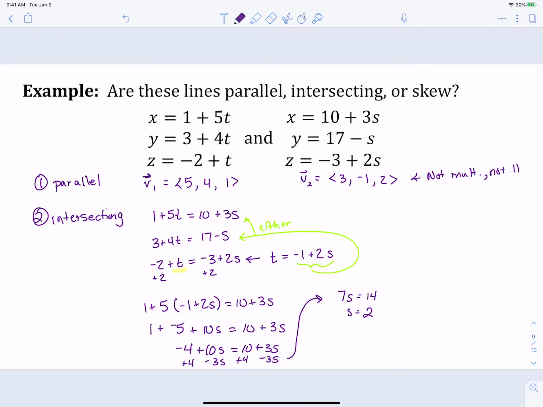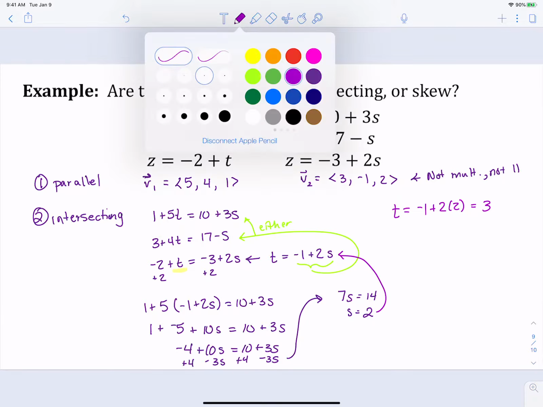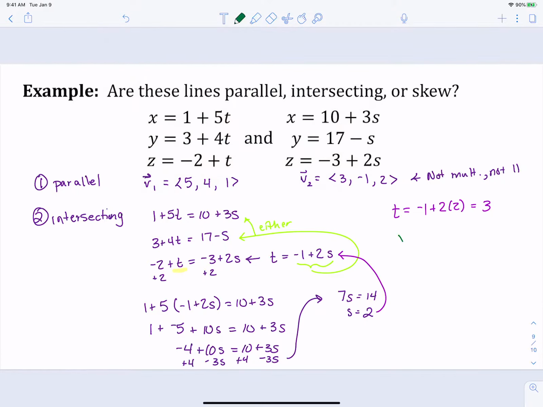So I can take that and plug it back into here. t would need to be -1 plus 2 times 2. Okay, t would need to be 3. So what we need to do at this point is to see if they actually do intersect. We need to see, okay, what is x when t is equal to 3? What is y when t is equal to 3? What is z when t is equal to 3? So what is this point? This is 16, that is 15, and that is 1.